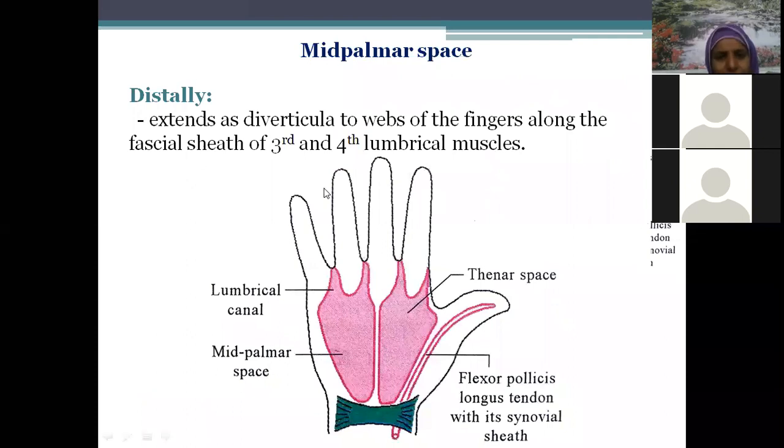Distally, suppose this is our mid palmar space and this is the distal boundary. Distally it extends as a diverticulum, meaning outpouchings, to the webs of the fingers. Which fingers? The third and fourth lumbrical muscles area. Here you have the third lumbrical and here the fourth lumbrical, and these spaces are called web spaces. This is 1, 2, 3, 4. These are the web spaces. So distally you have these outpouchings, which are diverticula to the webs of the fingers.